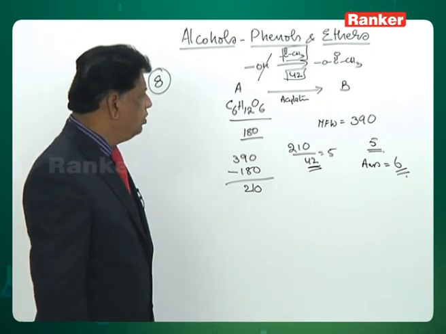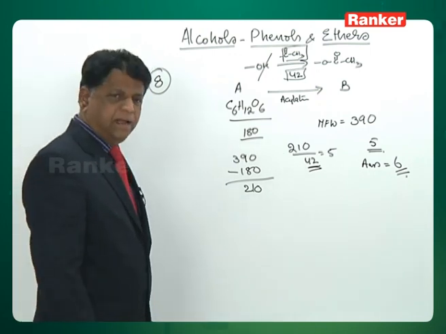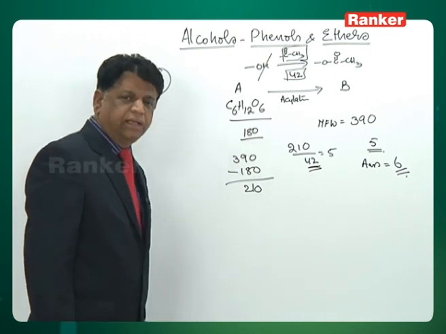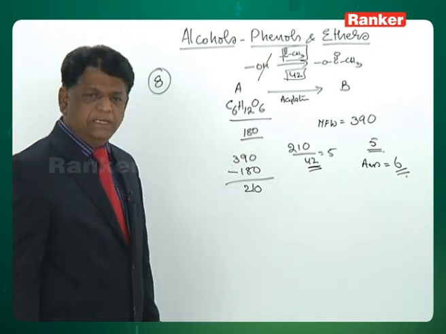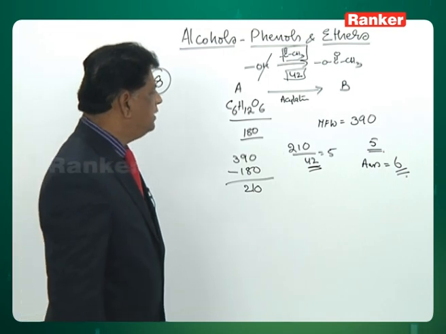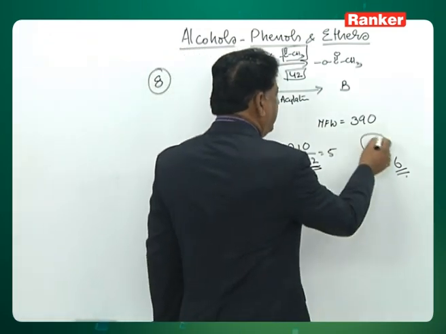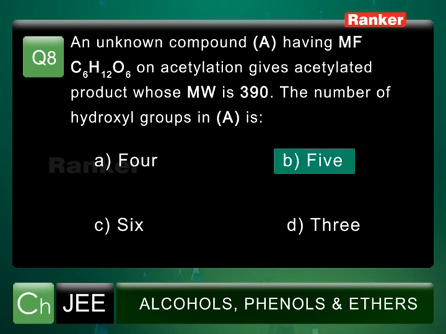Maybe it's glucose or fructose, but what A is, is not asked, and what B is, is also not asked. Only how many OHs must be there is asked. So the answer is 5 OHs. So answer B is the right answer.